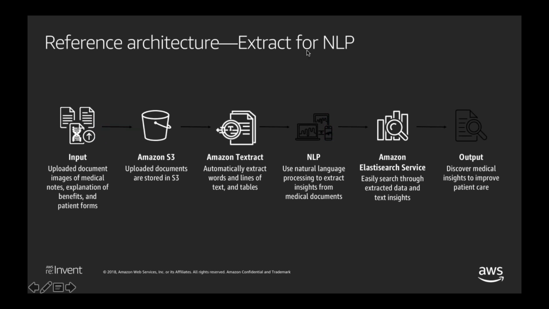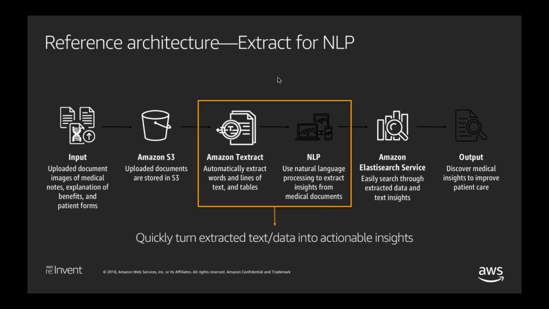And this was the example we've been talking about for SageMaker. Extract for NLP. You send, probably in the asynchronous mode, thousands of pages to Textract and get that large corpus of digital data and prepare that for NLP processing. Yeah, and the message there is you're going to quickly turn those stacks of paper data into actionable insights.